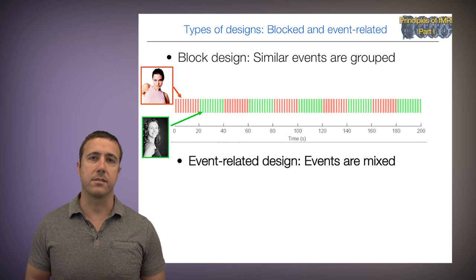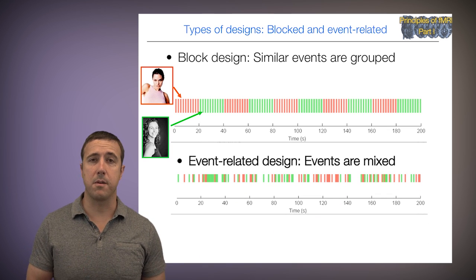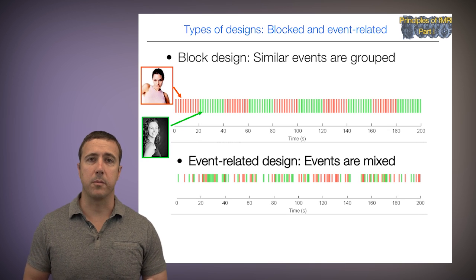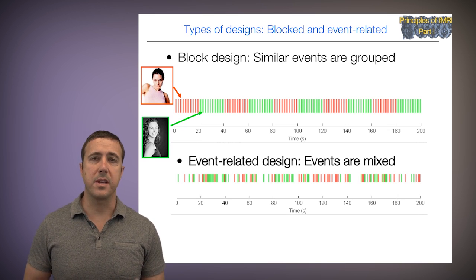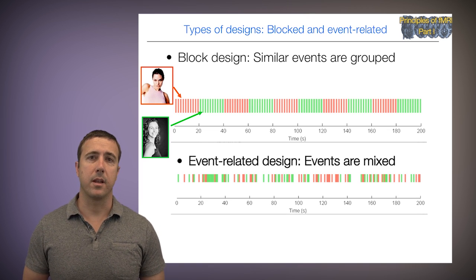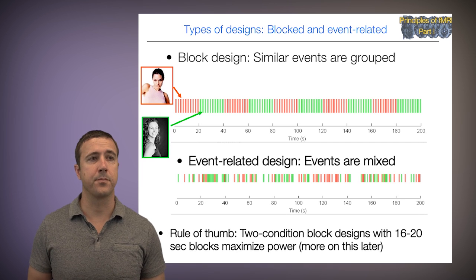In an event-related design, events are mixed together. You can see here, as we present events across time, sometimes I've got a non-famous face that's a green line, sometimes a famous face that's a red line, and they're randomly intermixed. I've even got some spacing between them called jitter. We'll talk more about that later and about how that's helpful in terms of statistical efficiency when we talk in part 2 about statistical considerations.